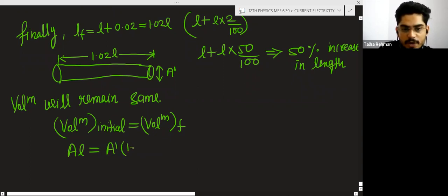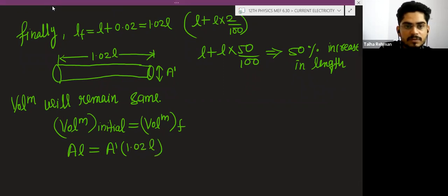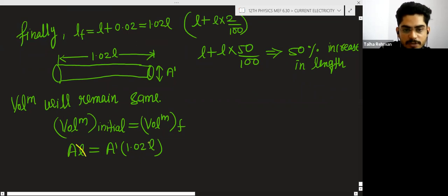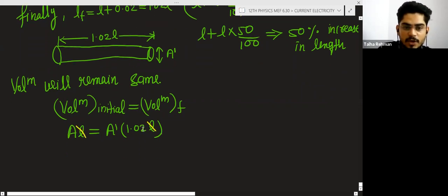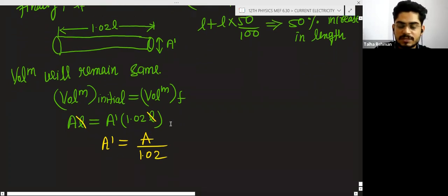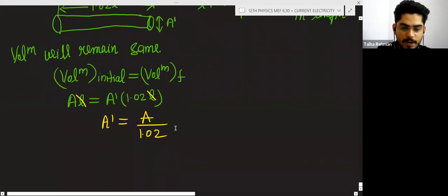Final length is 1.02 times of L. Now from here this L is gone with this. Now we have the final area. A dash is equal to A divided by 1.02. This is the final area we have.